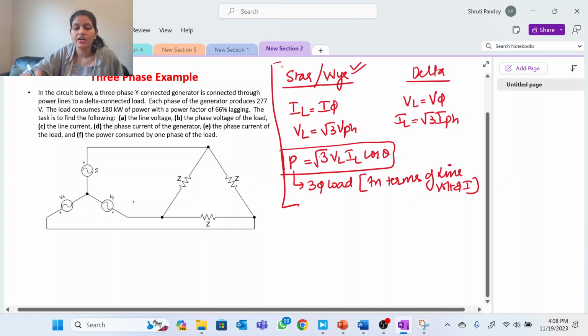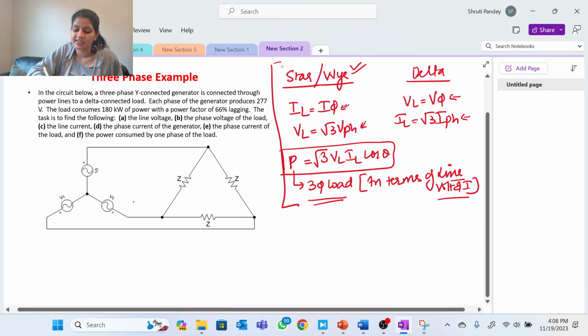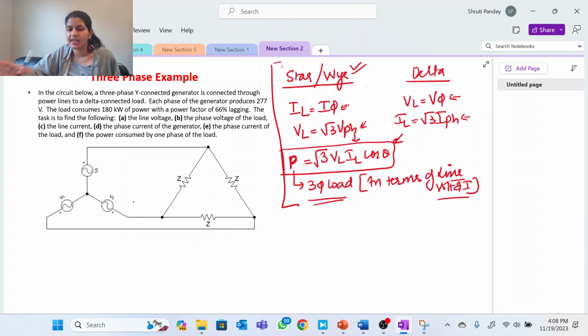In case of a star or Y connected system, line current is equal to phase current, and line voltage is equal to root 3 times phase voltage. Similarly, in case of delta, it's exactly the opposite: line voltage is equal to phase voltage and line current is root 3 times phase current. The complete power of a three phase load in terms of line voltage and current is root 3 times VL IL cos theta, be it star or delta. It is the same in both cases. Now we'll come to the question that has been asked.